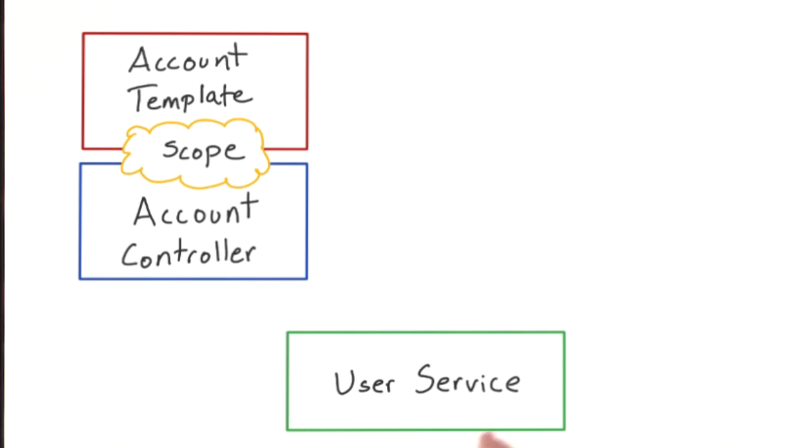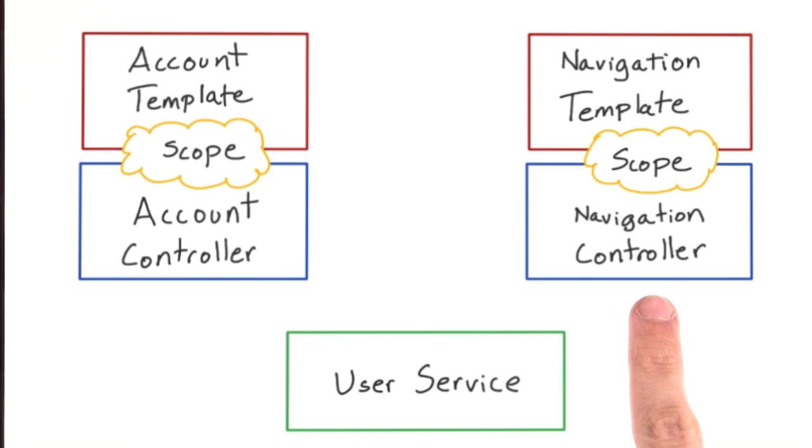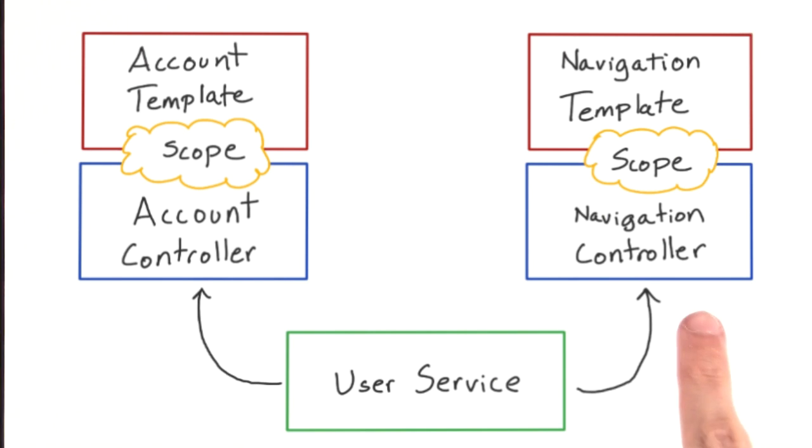For example, this user service has information about the logged-in user. An account controller could use the user service to supply data to its template. And there's also the navigation controller, which needs the user information. The user service can be injected into both controllers since it's just a source of data and functionality.